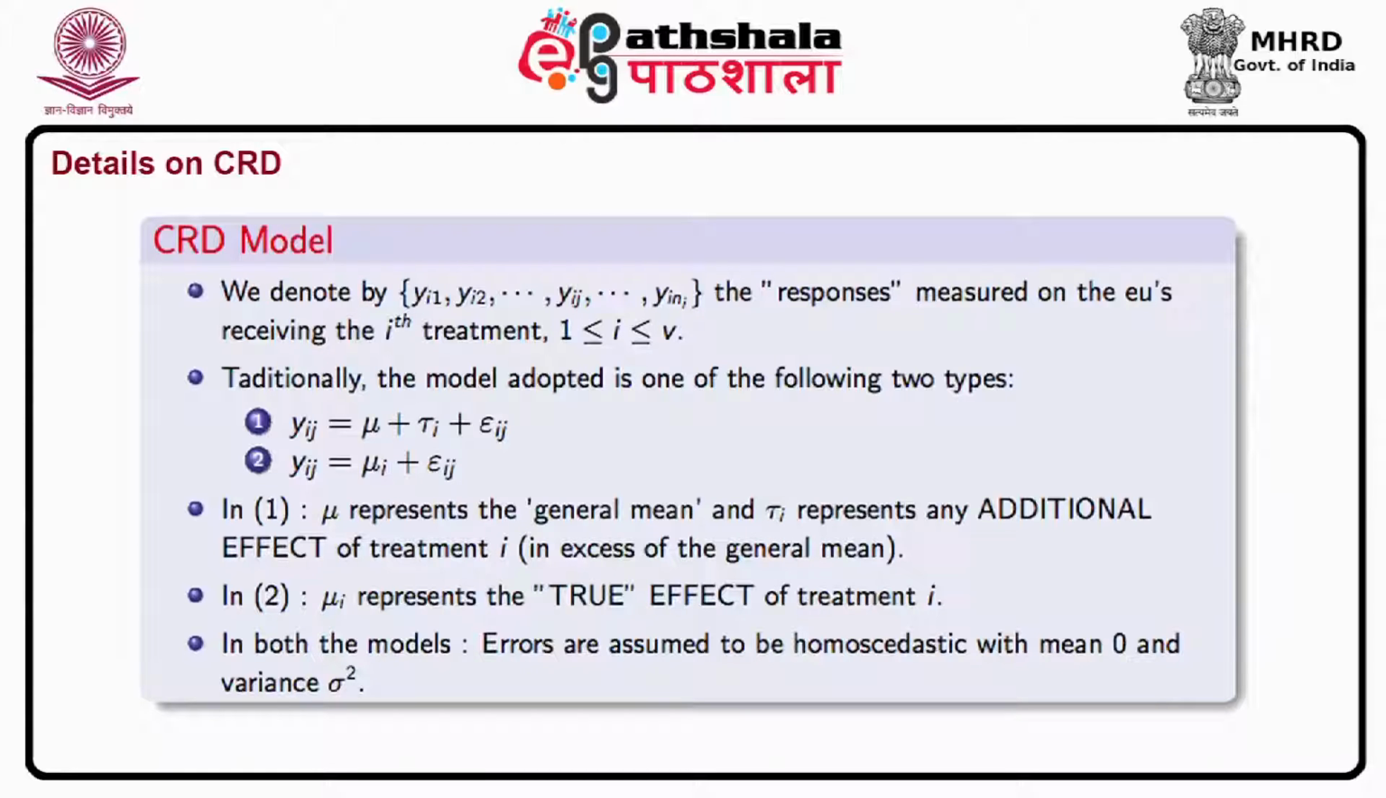If it is less than the average, then it will be negative. So tau i can go both ways. For 2, mu i represents the true effect of treatment i. And in both the models, errors are assumed to be homoscedastic with mean 0 and variance sigma square.